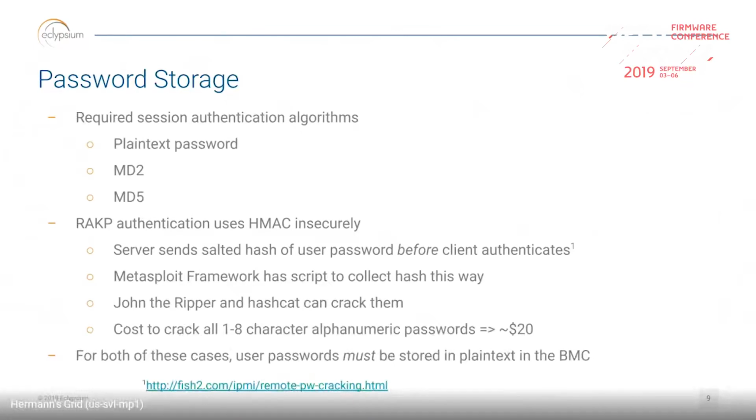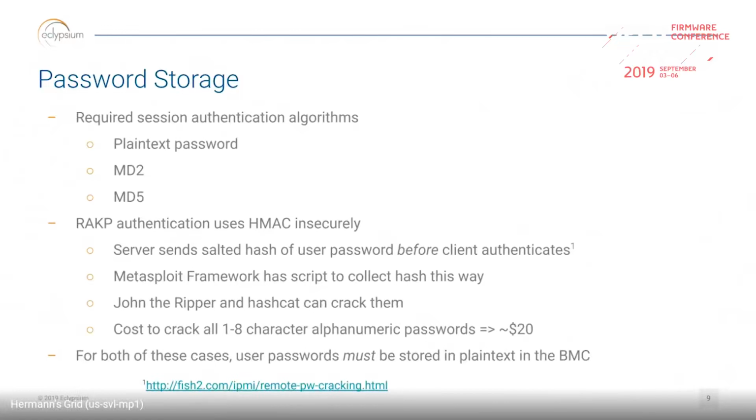If that isn't enough, the RAKP algorithm that runs on top of RMCP+, when you're actually authenticating to a BMC over the network, has a quirky implementation of HMAC as part of the specification. It actually sends you a salted hash of the user password before you authenticate. It essentially sends you their hashed password and then asks you to perform a computation that validates that it's correct. So it turns out that this has been known. This was reported many, many years ago.